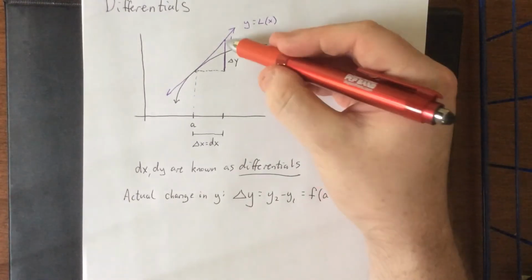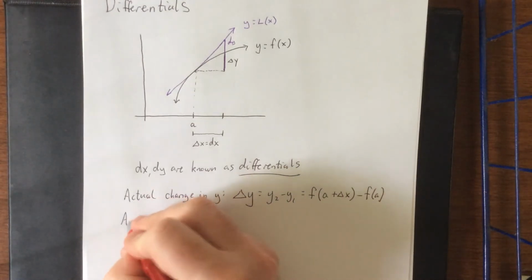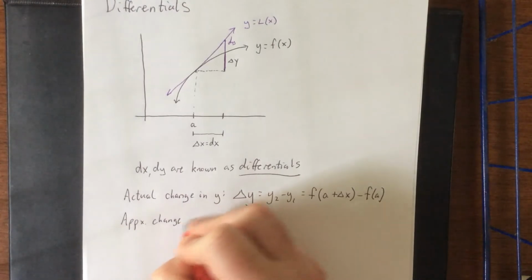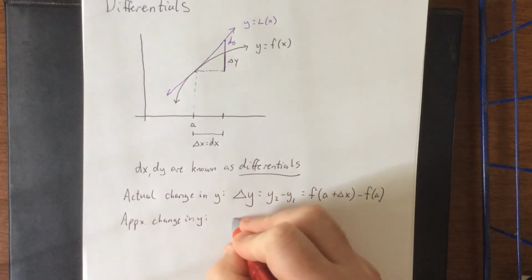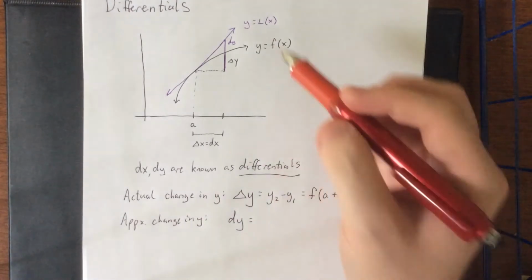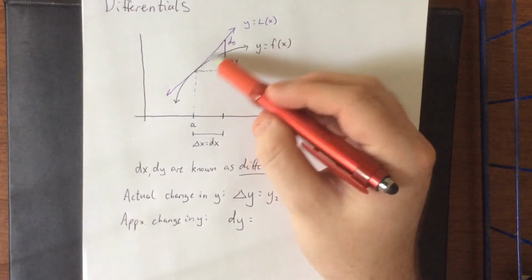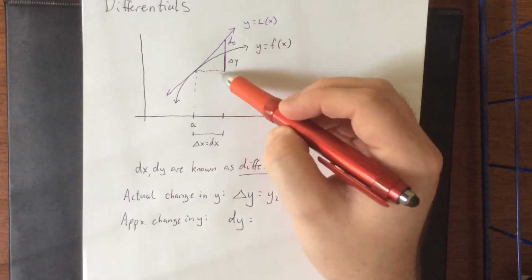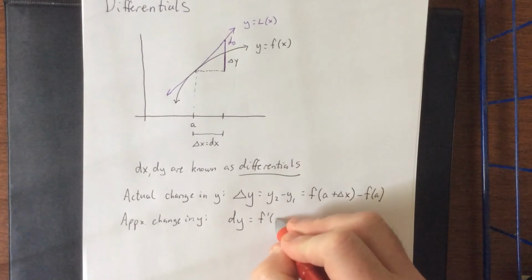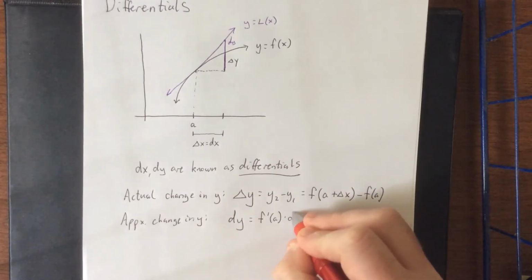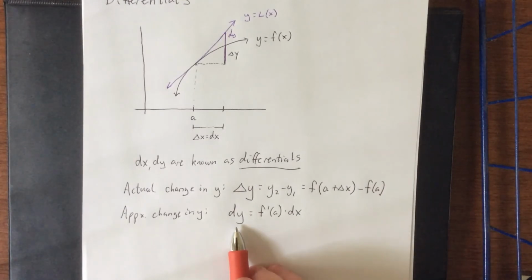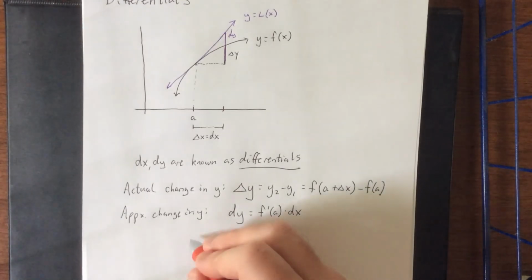Now as far as the differential is concerned, the approximate change in y, that would be the differential dy. Now to calculate that, we can simply go with the fact that this is a constant slope, and if you take a slope times a change in x, you can get a change in y. Now that slope would be f prime evaluated at a times whatever that change in x value is. So this is known as the differential of y.